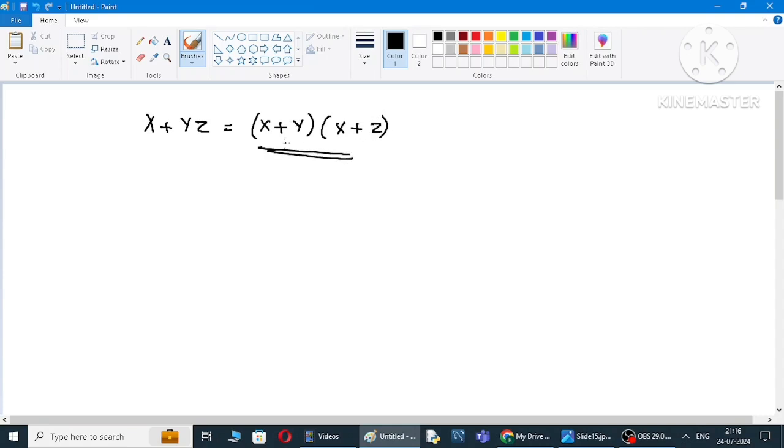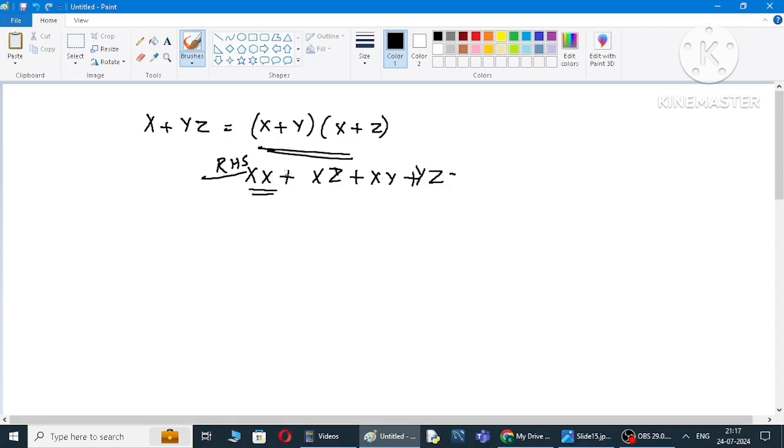X plus yz is equal to x plus y into x plus z. Now consider the right hand side and cross multiply. You have to do the normal cross multiplication. X dot x plus xz plus xy plus yz, right? So first I have cross multiplied the right hand side. Now if you observe this, this is one law.